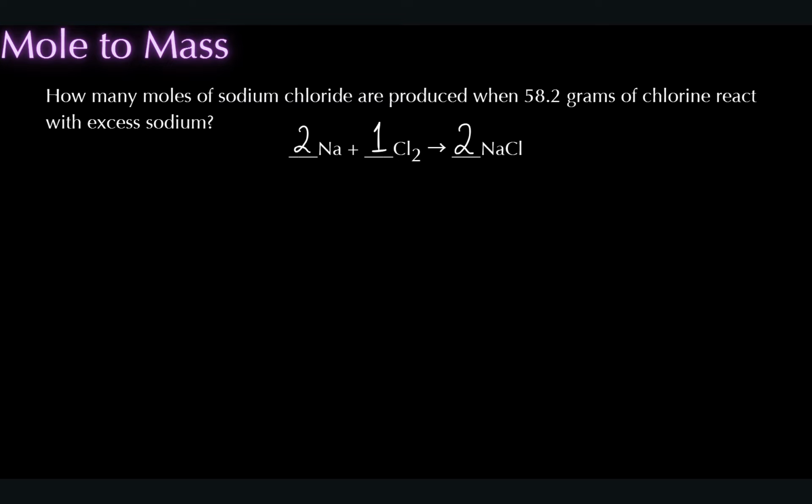Taking a look at the question, it is asking how many moles of sodium chloride are produced when 58.2 grams of chlorine reacts with excess sodium. Now, this question is going to be the opposite of what we just did. So instead of starting with our moles, we are starting with our grams. So we're going to start with those 58.2 grams of our chlorine, of our Cl2.